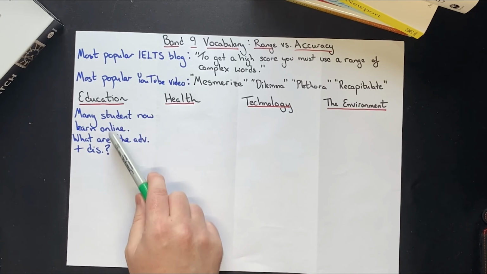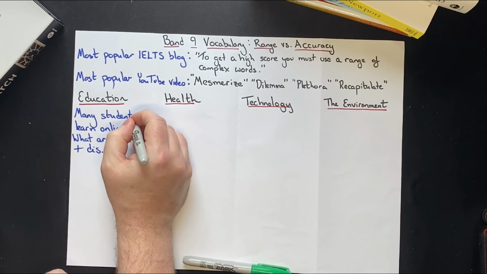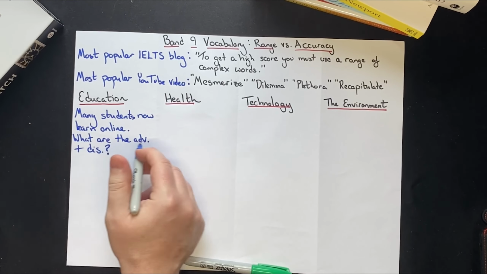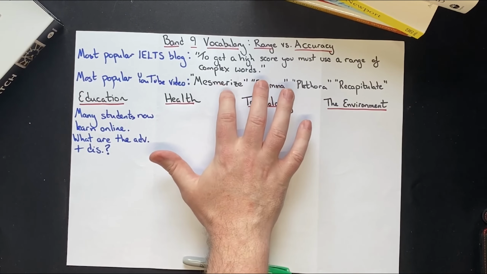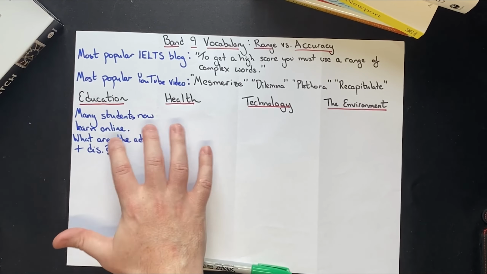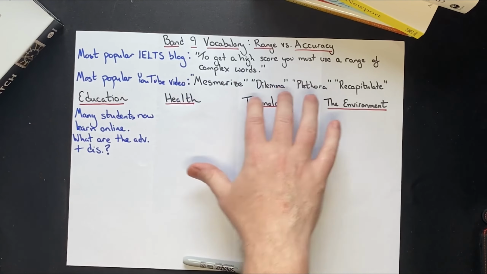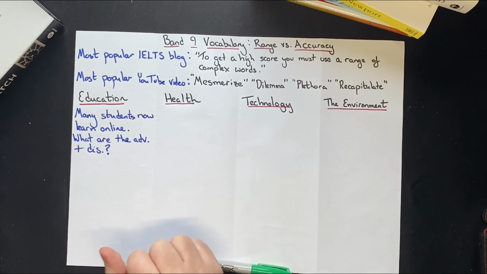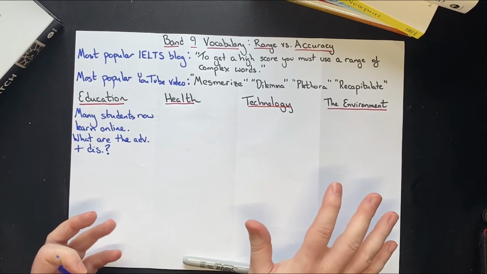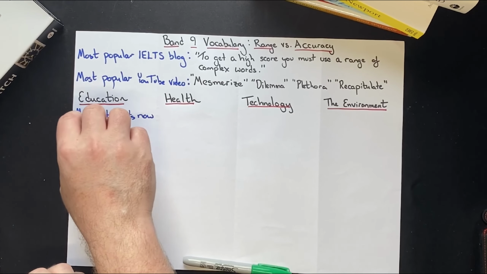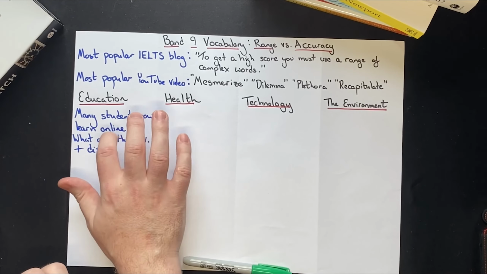So let's imagine that we get a question like this: many students now learn online. What are the advantages and disadvantages? So if we just decided to say, these days online learning is mesmerized by students and this poses a big dilemma because of a plethora of resources, and to recapitulate, blah, blah, blah, blah, that is not going to work, because it's not actually using the vocabulary that we normally use to discuss this topic.